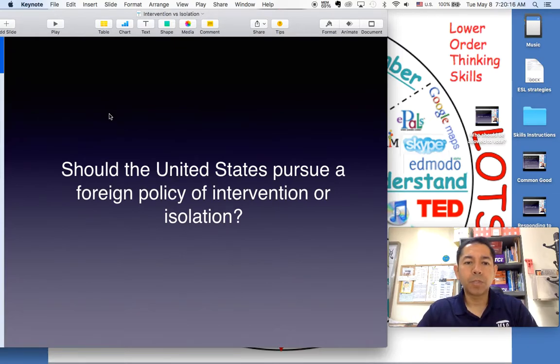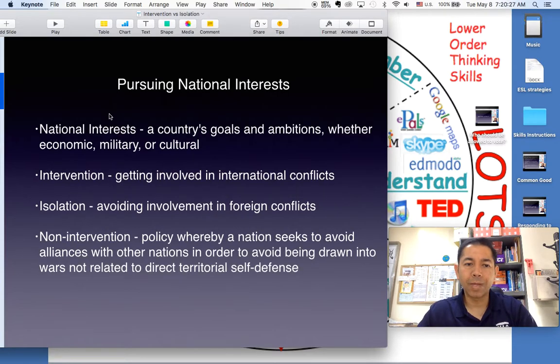Should the United States pursue a foreign policy of intervention or isolation? Now, in order to prepare your argument, the first thing you need to be clear on is what each means. And so, before I get into those two terms, I want to address what national interests are.